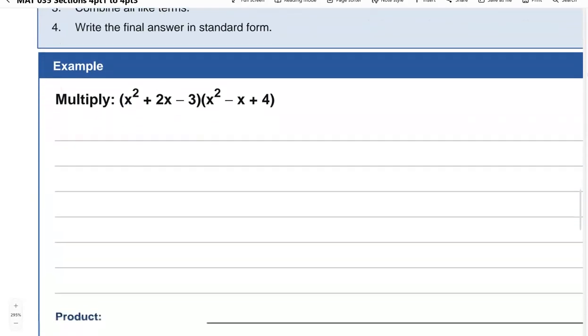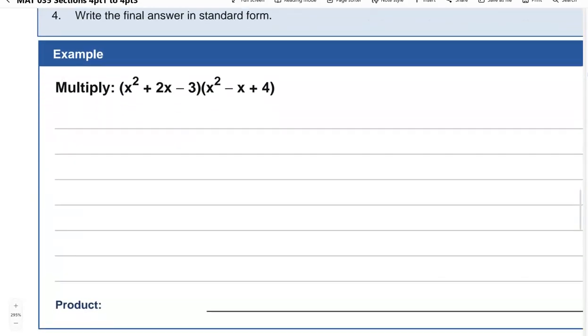Okay, now we have trinomials times trinomials. First one, we have x squared plus 2x minus 3 times x squared minus x plus 4. So we're still using the distributive property. X squared times x squared is going to be x to the 4th. X squared times a negative x would be a minus x cubed. X squared times 4 is going to be a positive 4x squared. So now I've distributed that x squared.